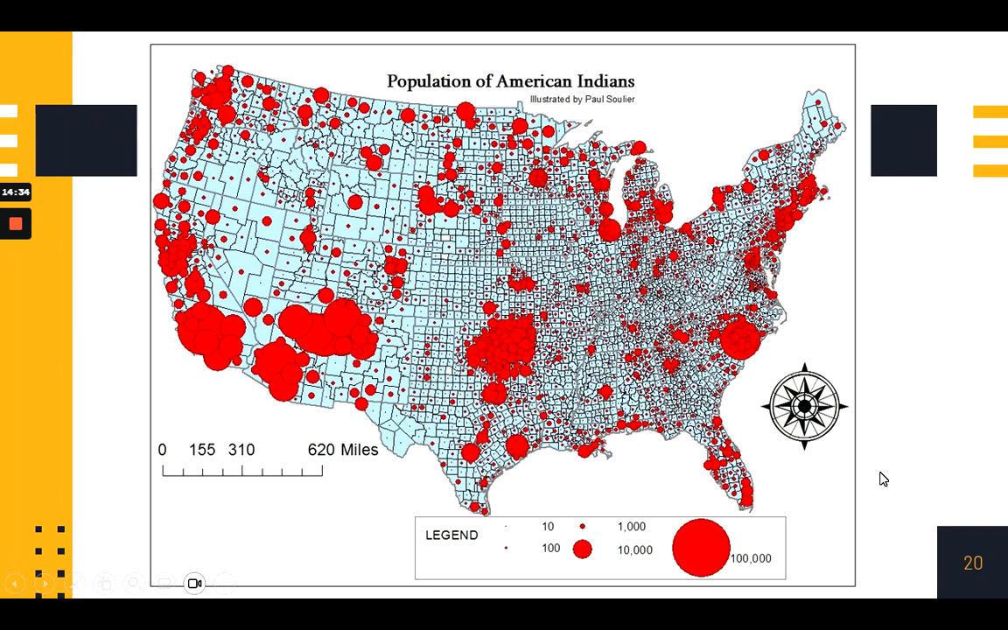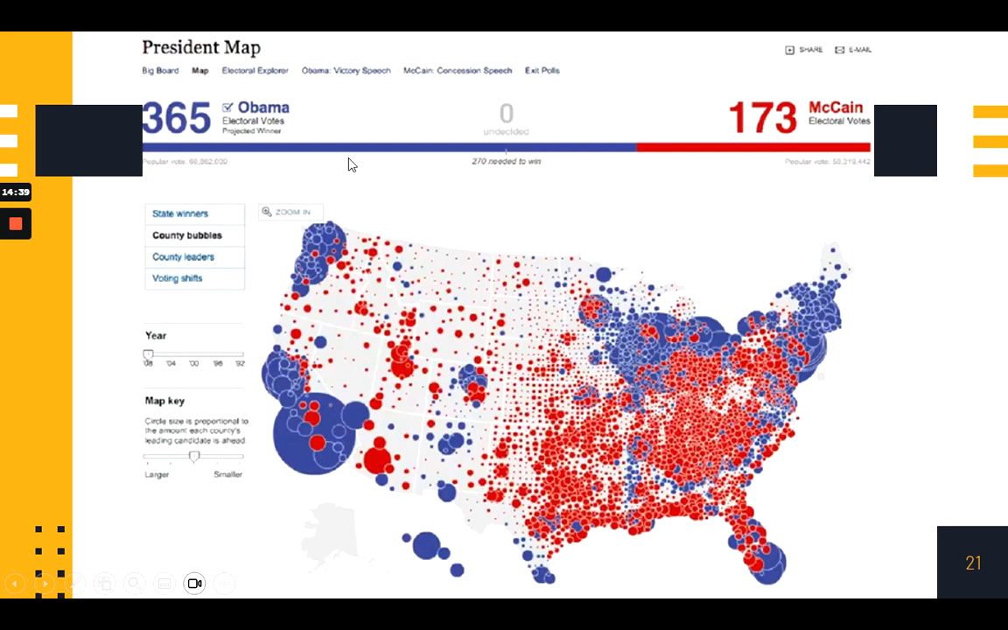This is the blue circles are Obama. This is from the 2008 election. The blue circles are for Obama. And the red circles are for John McCain. He was a Republican. So where do the Democrats live? They live up here, and then over here. Where do Republicans live? Down here.